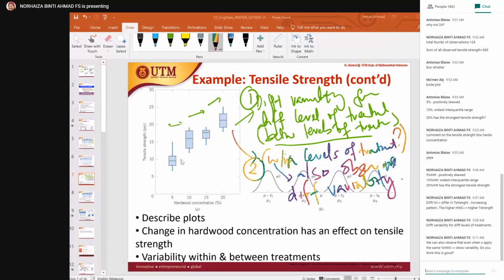Faham ke? Kalau you apply, itu saya cakap Melayu, sorry, moment, I'm going to speak Malay for a while. So kalau you apply concentration yang berlain, means you punya tensile strength naturally akan jadi lain. Okay. So dia ada variability. So faham ke? Response please.